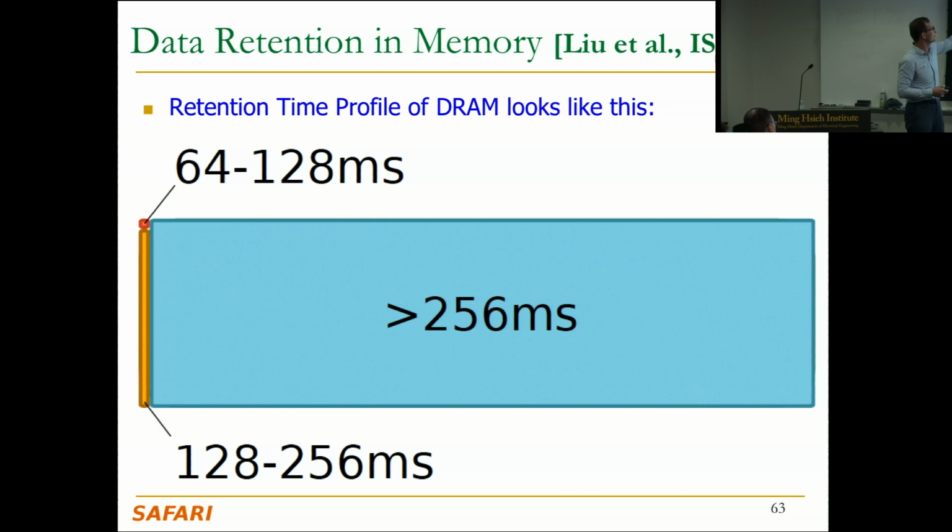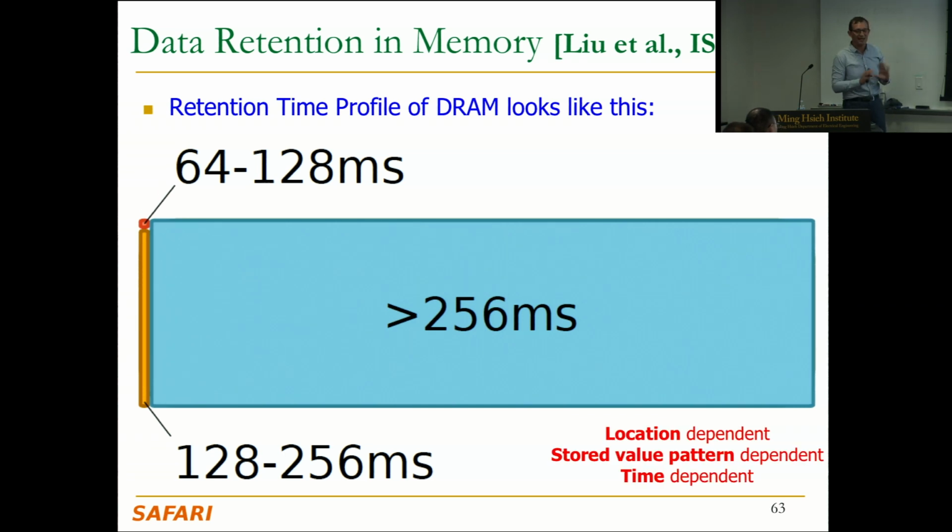And if you do that, actually, it turns out you can cut the refresh rate, if you look at this picture, by almost 75% in this case, and get rid of a lot of the energy consumption, idle time energy consumption. Of course, it's not that easy. Your memory controller needs to be intelligent because the retention time of a DRAM cell depends on its location. It's dependent on the stored value pattern in the DRAM cell and around the DRAM cells around it. And it's also dependent on time.